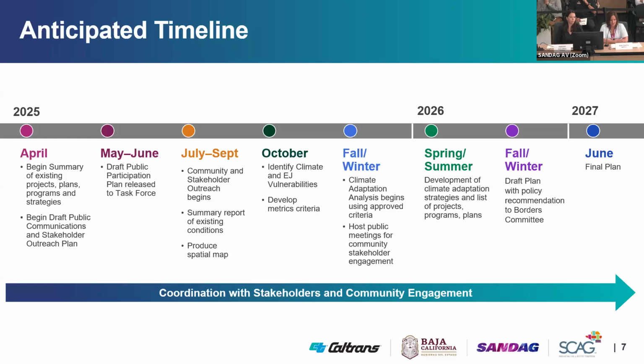Moving into fall and winter, we'll be working on identifying those climate and environmental justice stressors and vulnerabilities and developing the metrics criteria. And then our climate adaptation analysis will begin using that approved criteria. We will also begin hosting public meetings for community and stakeholder engagement. Moving on to 2026, the spring and summer, this is when we'll be developing the climate adaptation strategies, including the list of projects, programs, and plans. And then in fall and winter, this is when we will have a draft plan, which we will bring back to the Borders Committee. And then we'll be wrapping up in June of 2027 with our final plan, because this is when our grant ends.